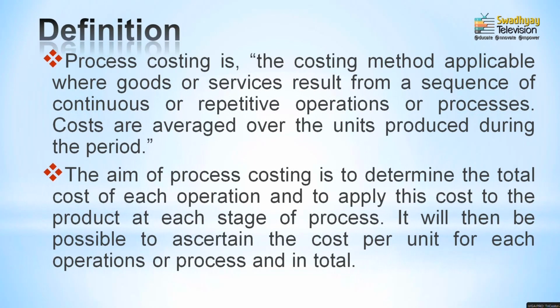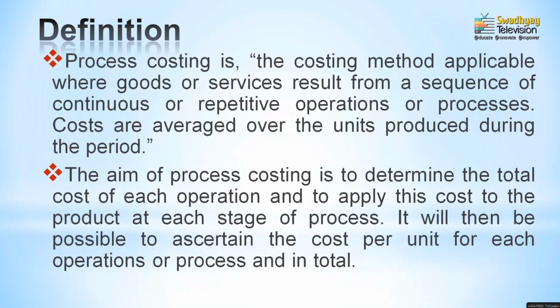Now what is the definition of process costing? It is the costing method applicable to identify the cost of goods or services involved in a sequence or continuous process of manufacturing, which involves different levels of output or different levels of departmental activity, for averaging the cost of units for producing goods. This is called process costing.